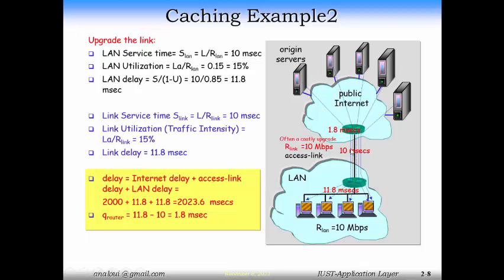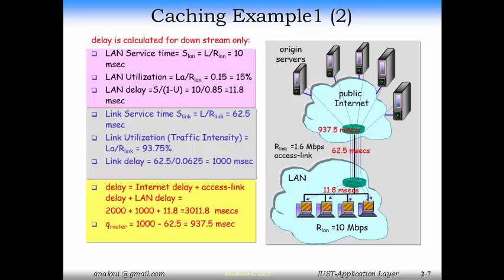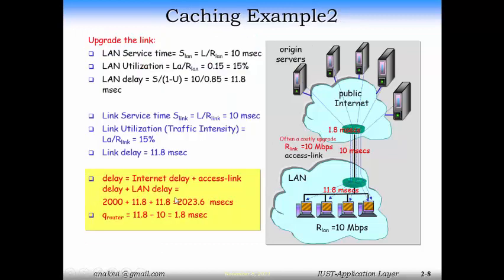That is great. I'm upgrading this access link from 1.6 megabit per second to 10 megabit per second, and I can reduce the total delay about 1 second. In the first scenario, total delay was more than 3 seconds, and now the total delay is more than 2 seconds. So I decrease the delay in this case.